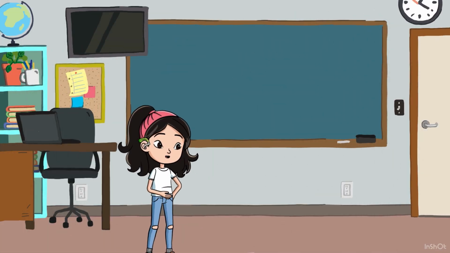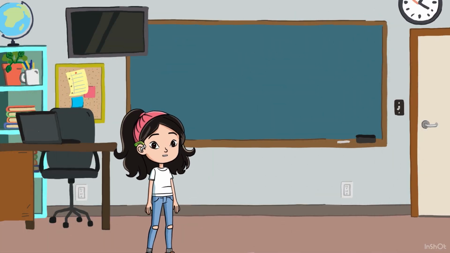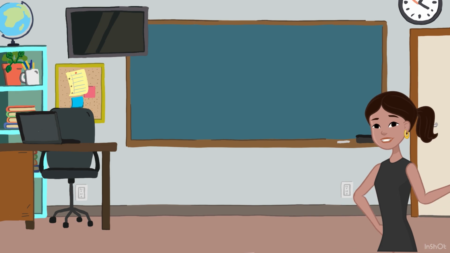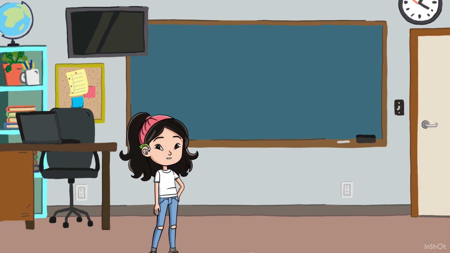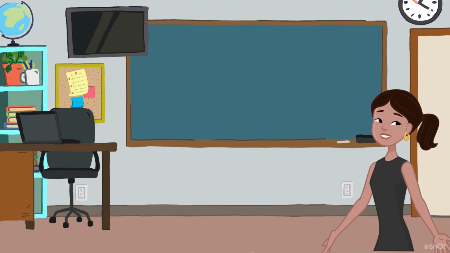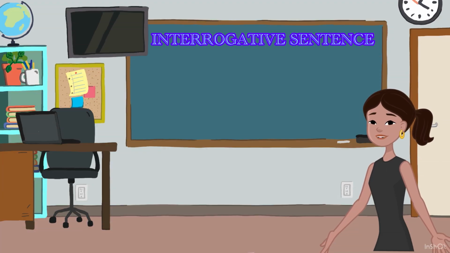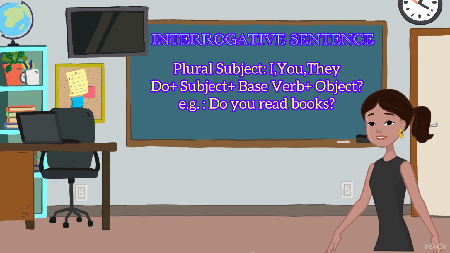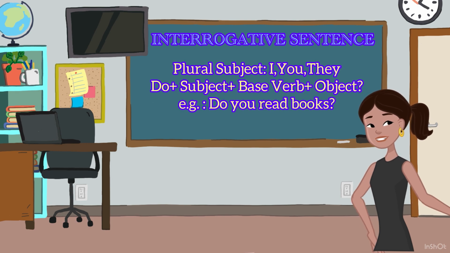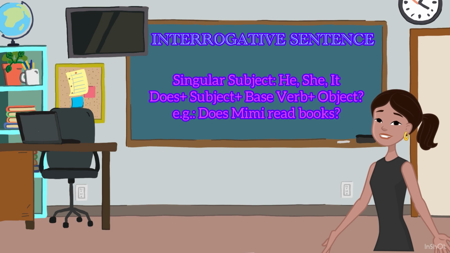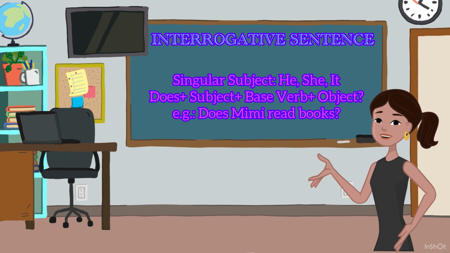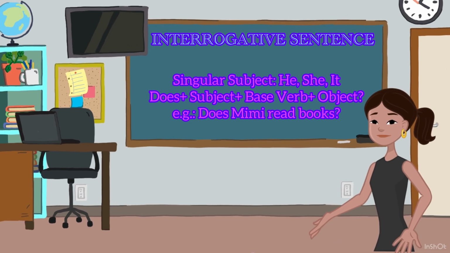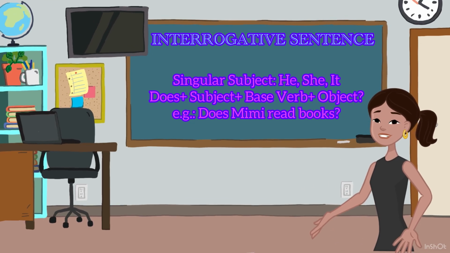So, do I add s and es only with singular subjects? Exactly. Ma'am, how do we make an interrogative sentence using simple present tense? Good question. If the sentence is to be framed using a plural subject, use do plus subject plus verb plus your object. And if the subject is singular, use does plus the subject plus the verb and your object. For example, does Mimi read books?